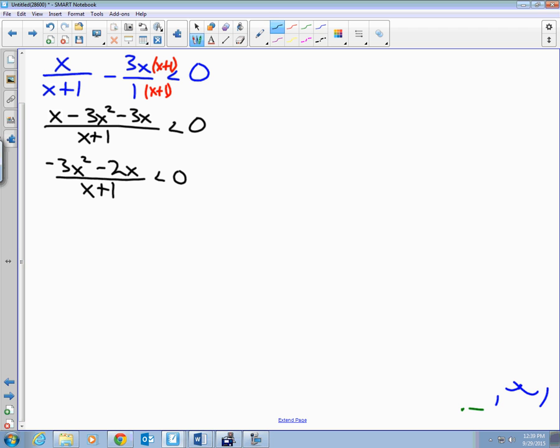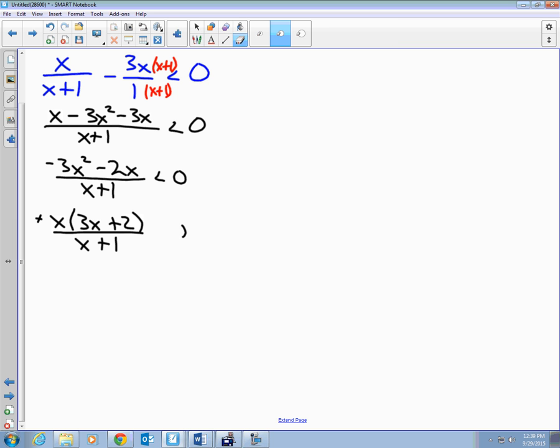Take out a negative x. Yep. We're going to take out that negative x. Get a 3x plus 2 over x plus 1. I don't like the negative. Get rid of it and flip the sign, right?